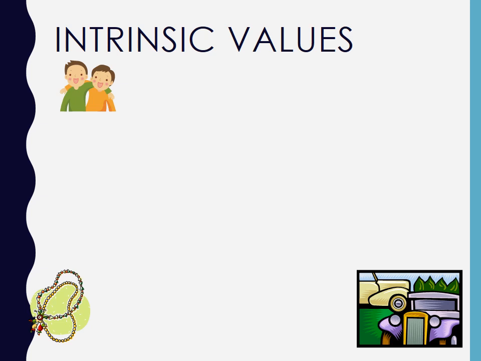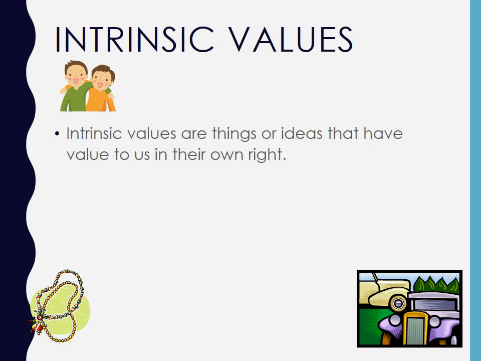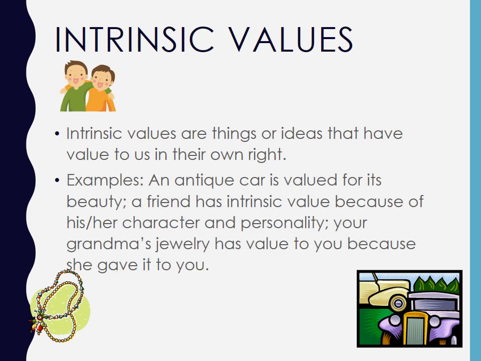The next value is an intrinsic value. This is something that you personally value that someone else may not. So this is something that might only be important to one person. An example would be an antique car valued for its beauty. A friend has an intrinsic value because of his or her character and personality. Your grandma's jewelry might have value to you because she gave it to you. But your grandma's jewelry might not mean anything to me because one, she's not my grandma, and two, she didn't give me the jewelry. So what we value intrinsically really does depend on the person. So once again, write down some intrinsic values that you have in your notes.